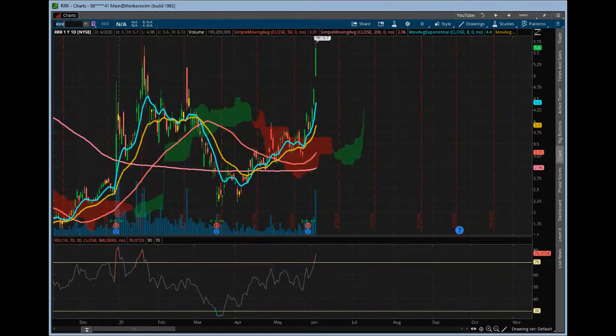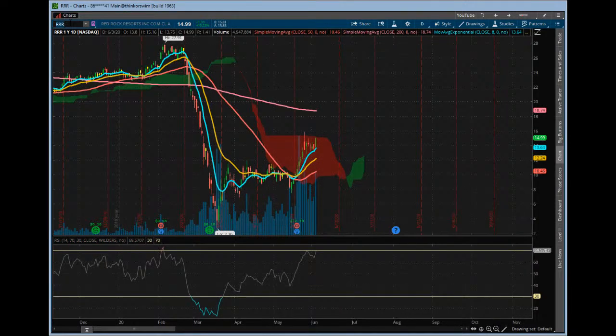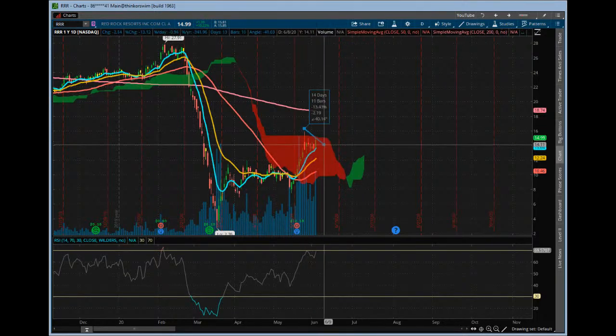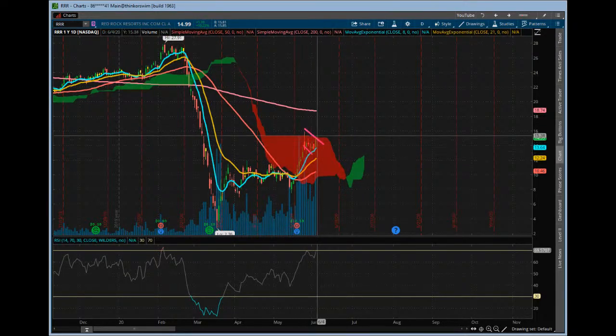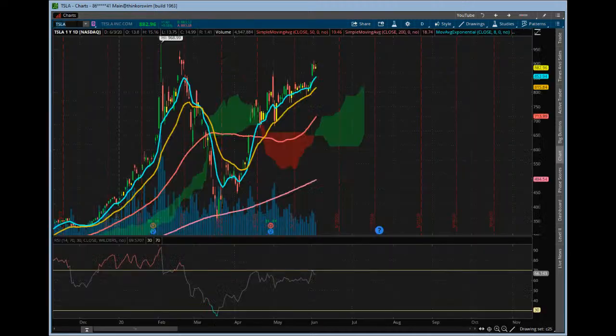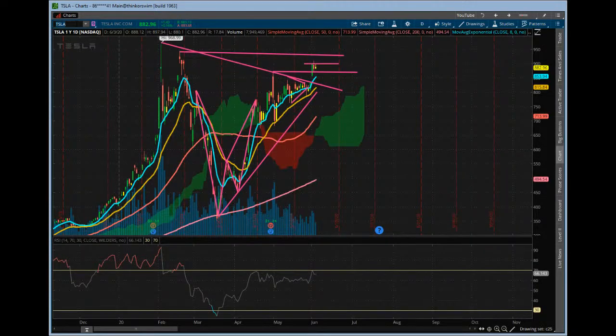RRR. Red Rock is doing pretty good right here, with stuff reopening. It looks like a little bit of a bull flag here at the cloud. So see if we can break out above there and get some strength on that one. And then Tesla, inside day. We're going to see if we can break above those highs.